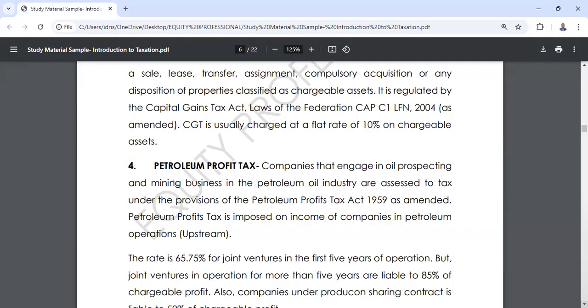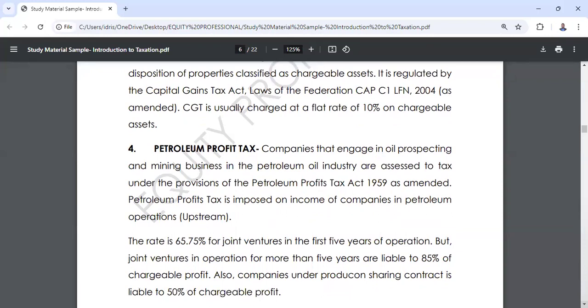So all the upstream companies like Shell, Chevron, Agip, Mobil, they are into crude oil. They pay hydrocarbon tax, which is formerly known as petroleum profit tax. But all those filling stations that we have, they pay company income tax. They don't pay petroleum profit tax. Hope you understand. So petroleum profit tax, we don't need it for taxation under skills level in ICAN. It is needed in advanced tax for the professional level.